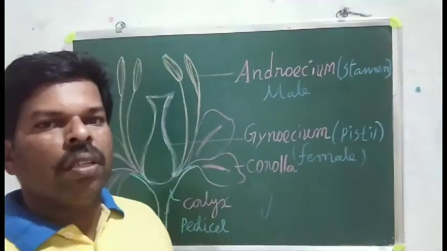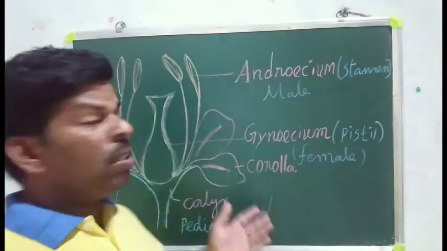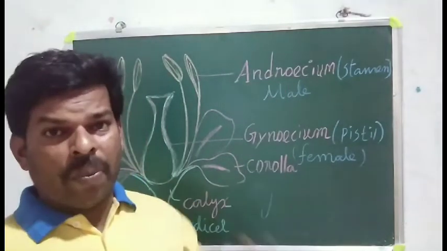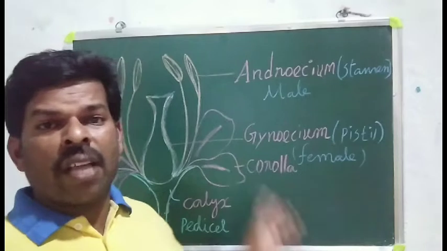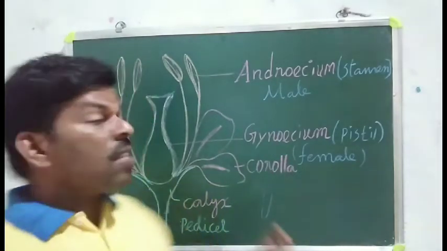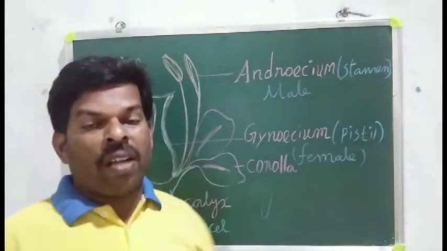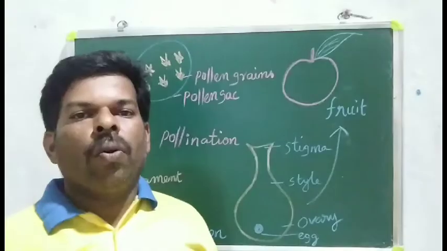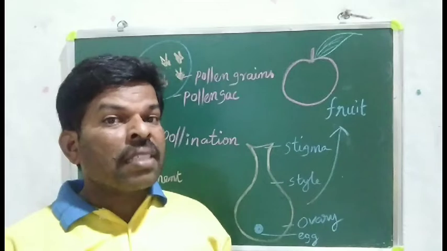Okay, I have told about the androecium, the male parts, and the gynoecium, the female parts, along with the calyx and corolla. There are 4 parts I told, and including pedicels. Just understand the introduction to the structure of the flowers. Okay. Next, I dissected the flowers.